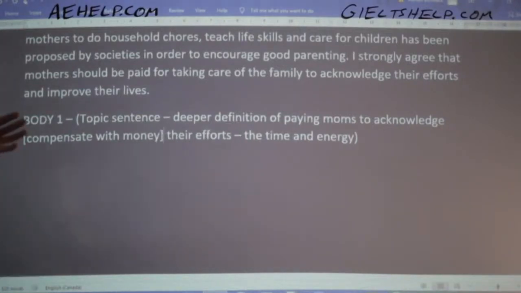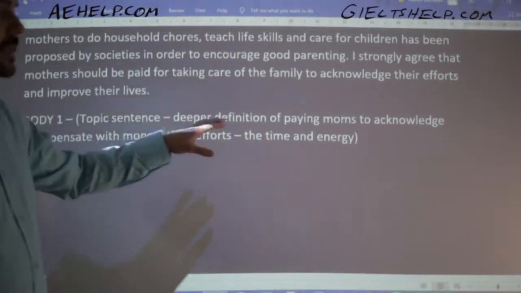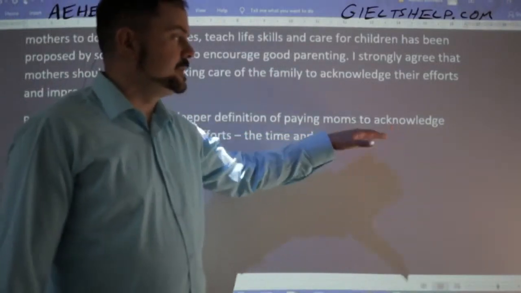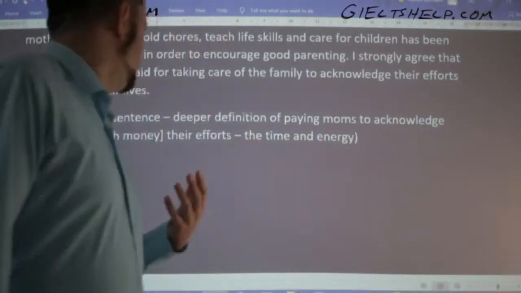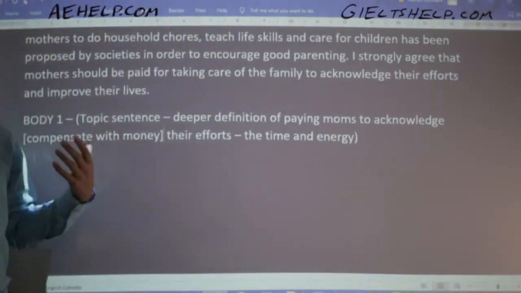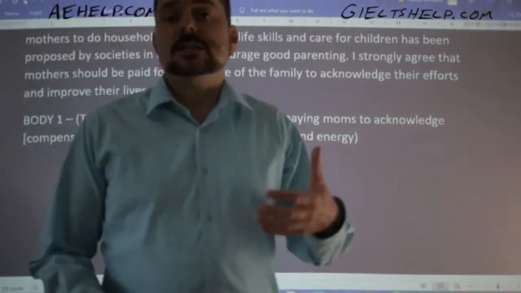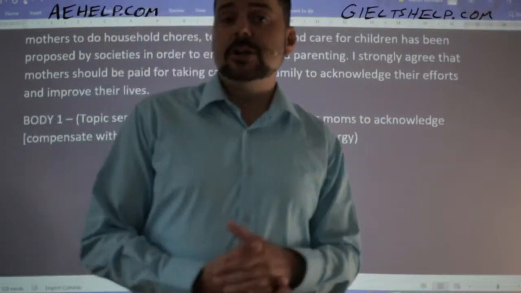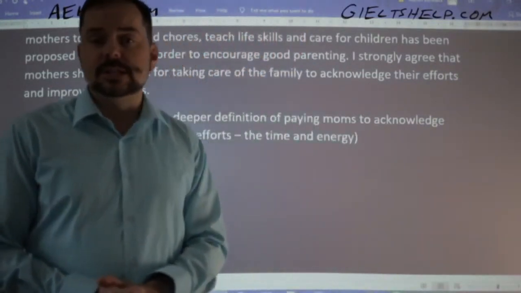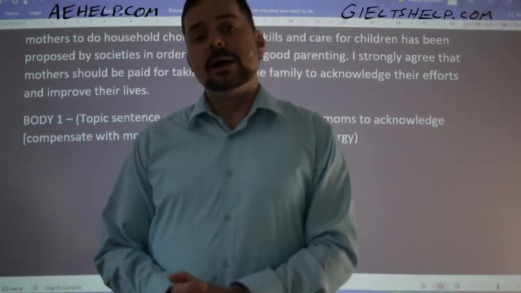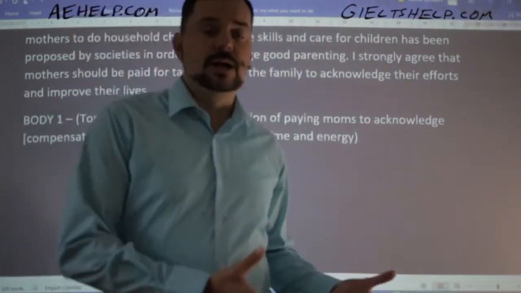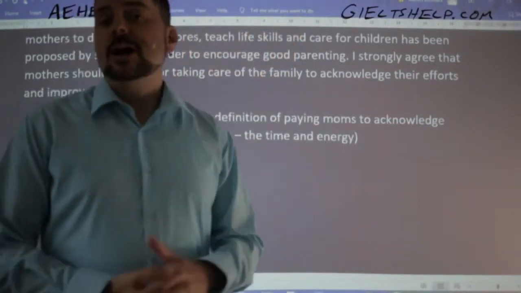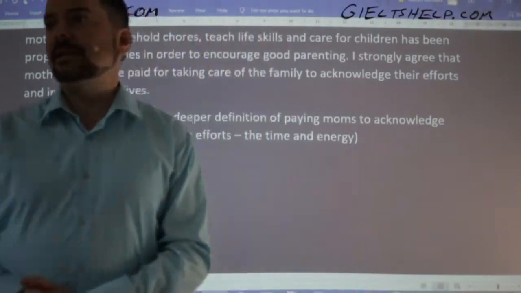So one way that you can look at deeper definitions is by looking at your thesis point and digging deeper, thinking deeper of, well, what does it mean to acknowledge? So giving compensation with money, just like any other job where somebody does some kind of work for the betterment of humanity and they're acknowledged for that, right? So in schools, teachers get paid to teach children. Why would you not pay the mother to teach the children as well? In essence, she's doing the same. And just because you say, well, it's because it's her children, doesn't make it any different, right?